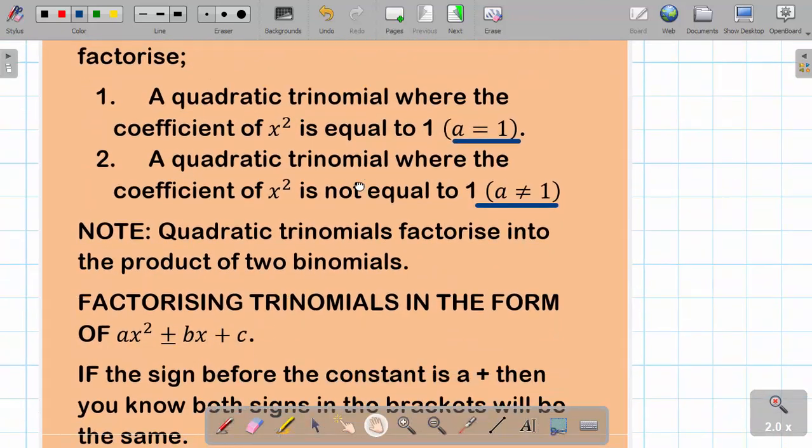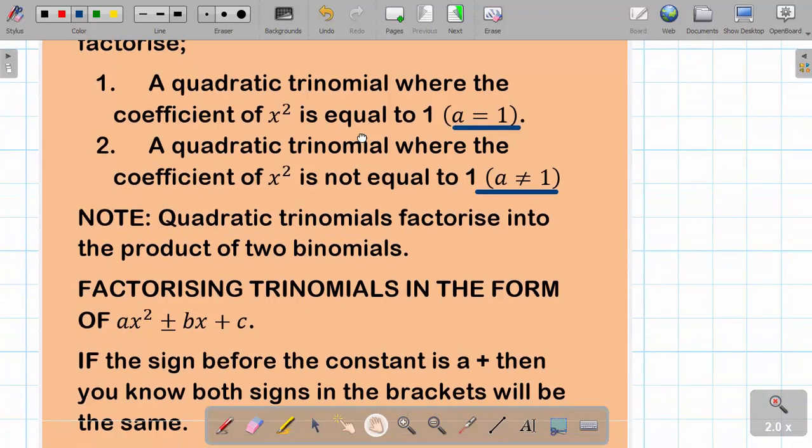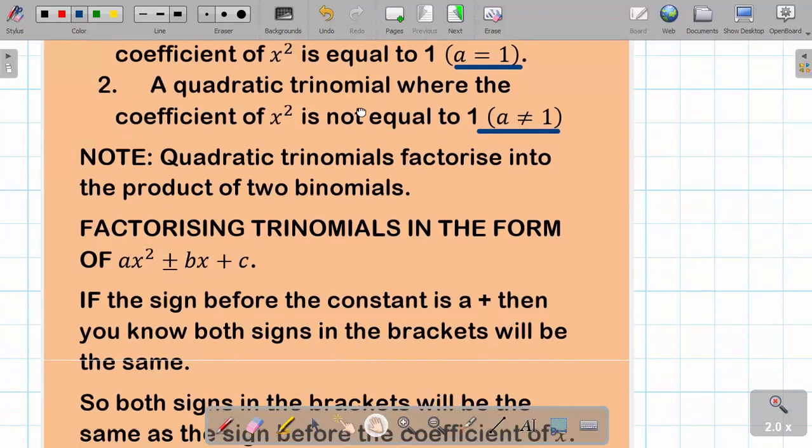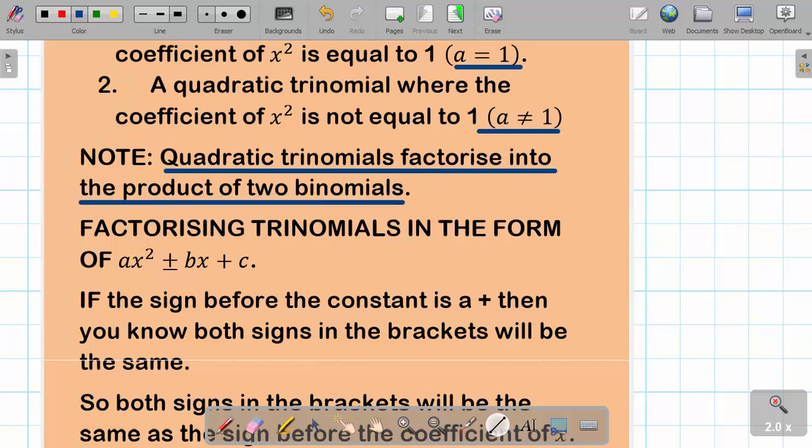Now note, if we say factorize, what do we actually mean? This is what we mean here. The quadratic trinomials factorize into the product of two binomials. Let me say it again. I'm saying the quadratic trinomials factorize into the product of two binomials. So whenever we say factorize and we give you a trinomial, you have to get two binomials multiplied together.